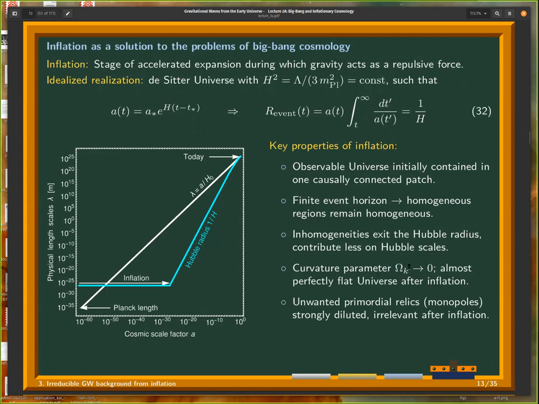And also, inflation dilutes unwanted primordial relics. This may be, again, a comment for the experts, such as monopoles, things that you don't want to be around anymore during the stage of hot Big Bang.